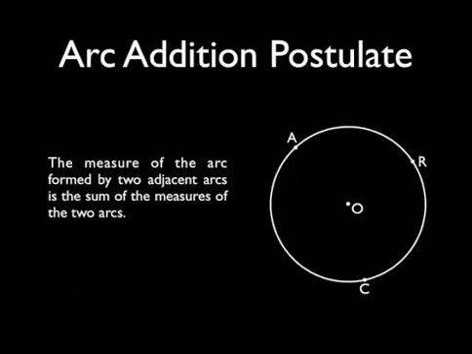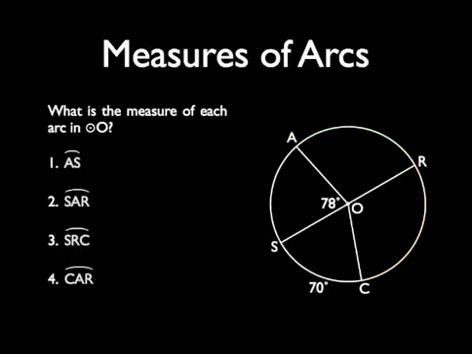The measure of the arc formed by two adjacent arcs is the sum of the measures of the two arcs. That's a fancy way of saying that the measure of arc ARC is going to equal the measure of arc AR plus the measure of arc RC. It's a postulate because it's one of those no-duh things. You put two pieces together, you get the whole thing. So let's find the measures of some arcs.